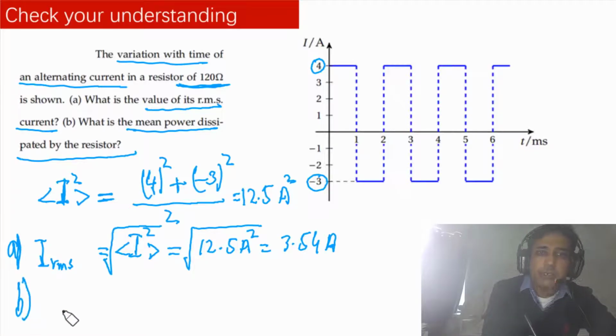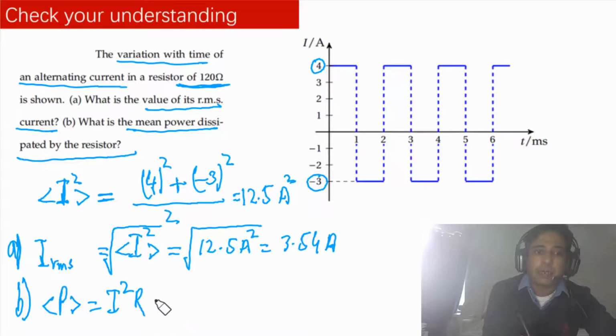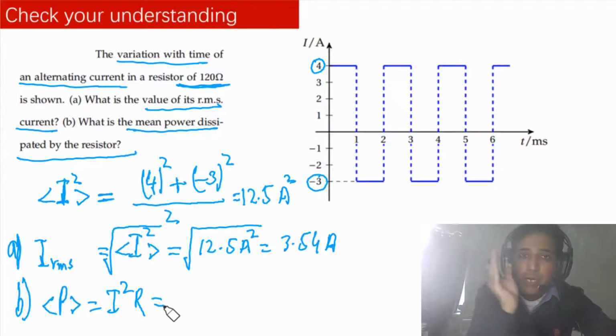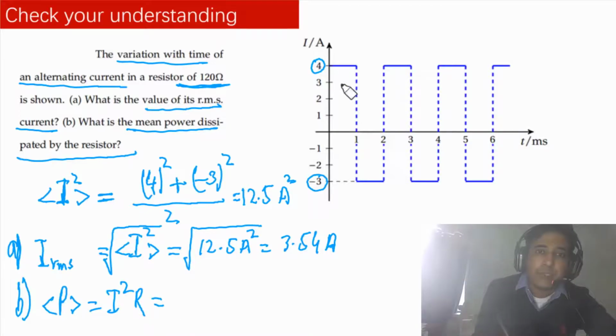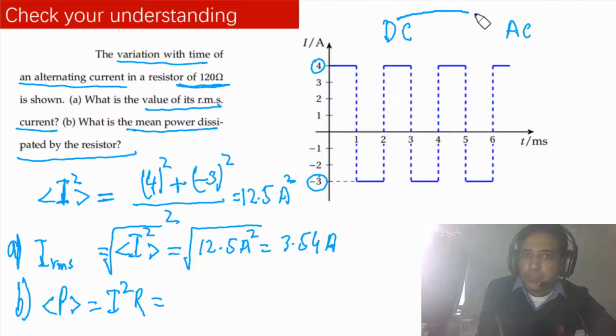Now for the second part, you need to understand power, the mean power. Mean power has to be equal to I square times R. And now we need to understand, when we compare DC with AC, or AC with DC, a very important concept. Let me write it: here we have DC, and here we have AC. If we compare these two, what value of AC do we have to use? If we go this way, we have to use RMS value.